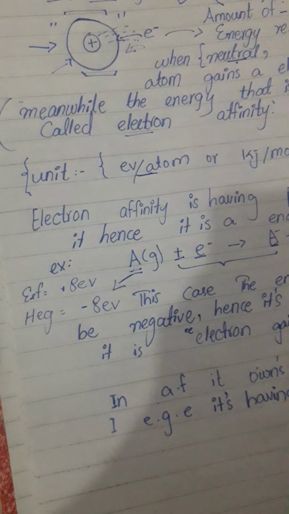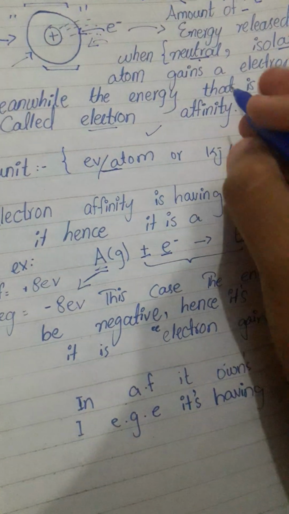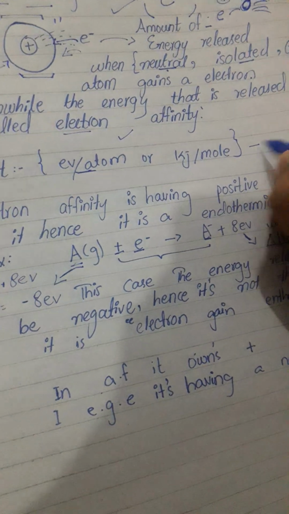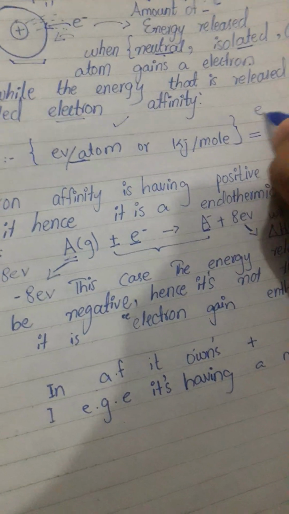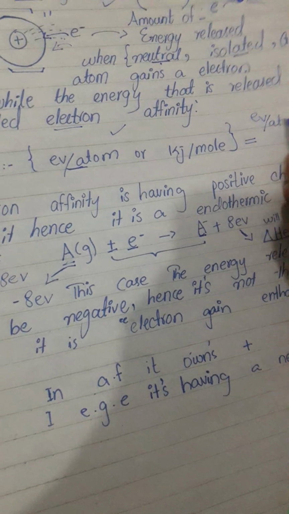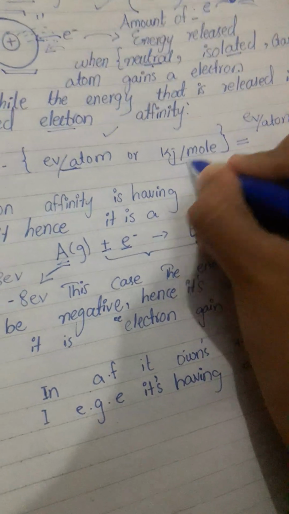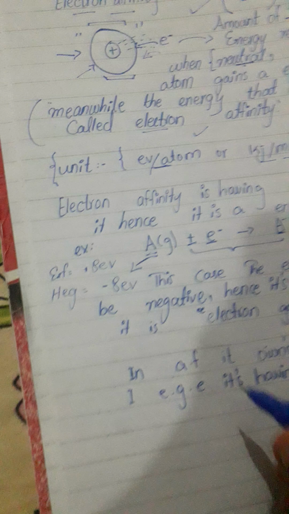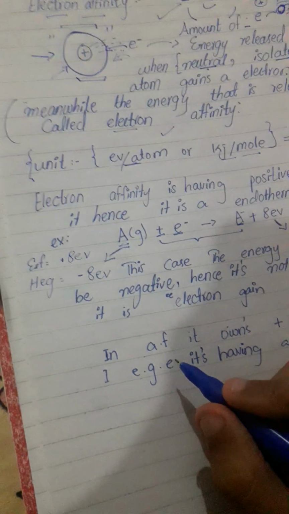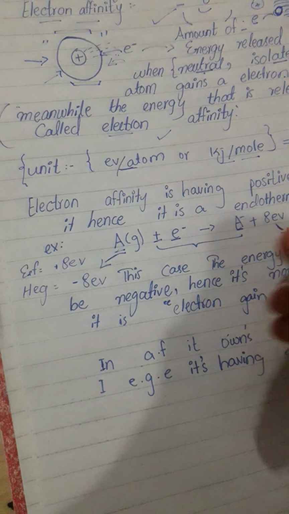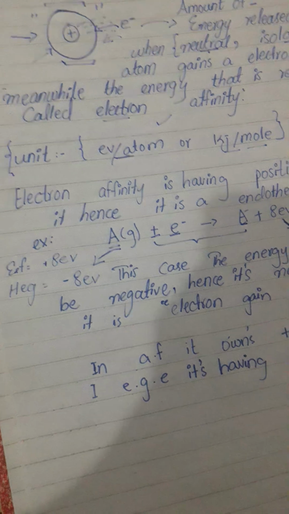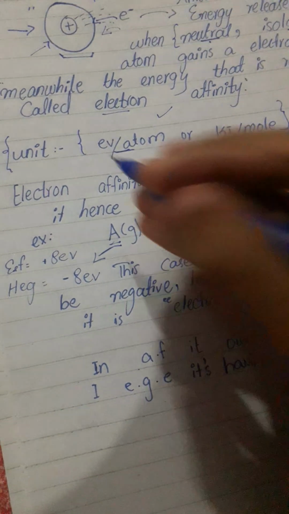As I told you about the unit, we can simply find our value of electron affinity by using electron volt per atom, or kilojoule per mole according to physics. That is how I describe electron affinity in simple words. Let's dive further into it.